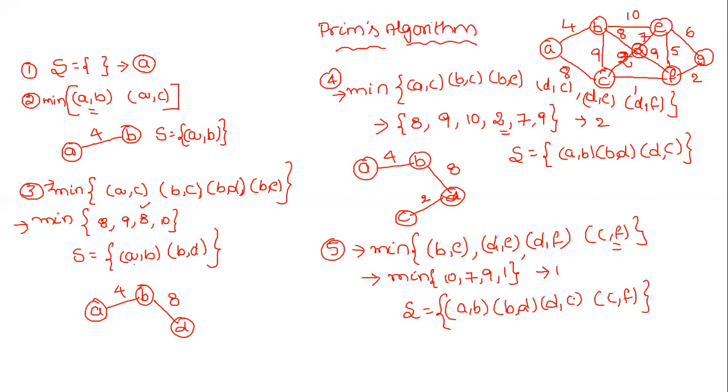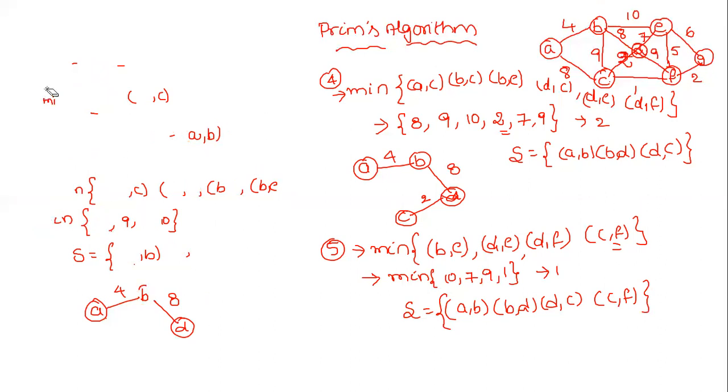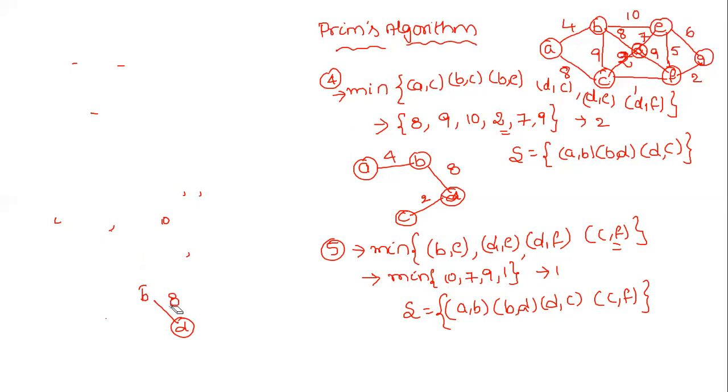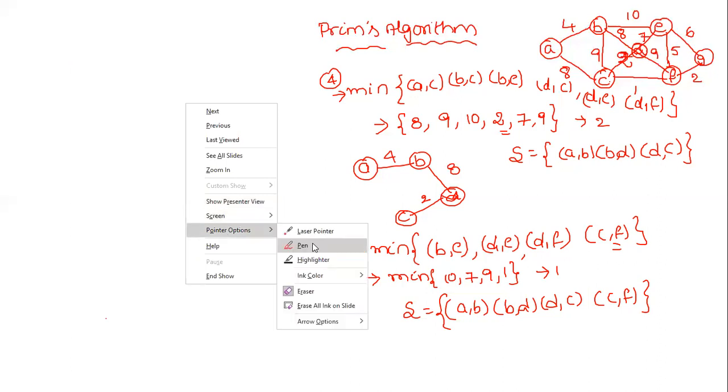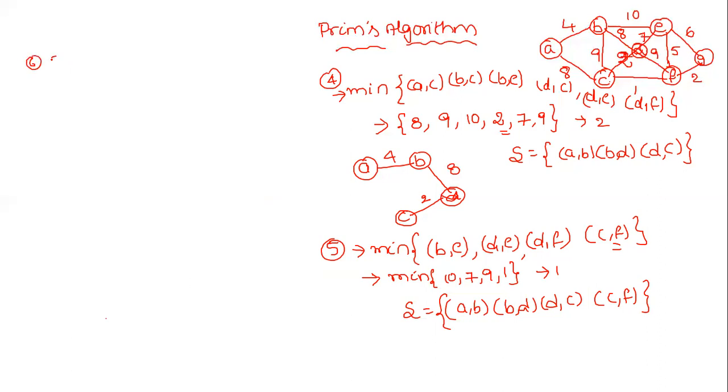So here A, B, C, D, F. All these edges are covered, and then in sixth step, we are going to check all the edges from A, B, C, D, and F. In sixth step, we are going to consider the minimum value.